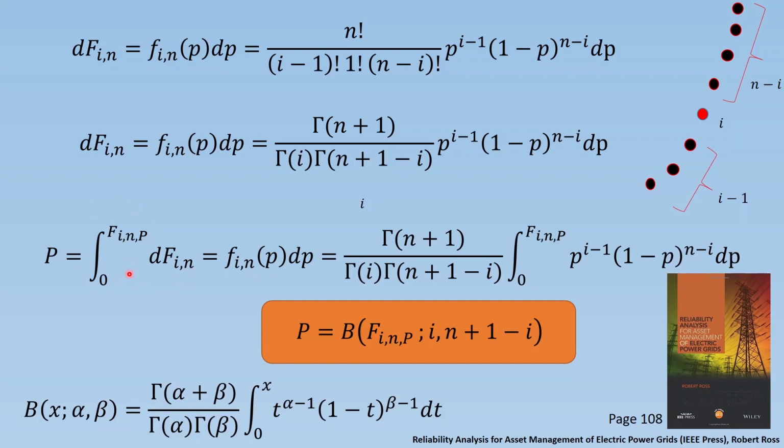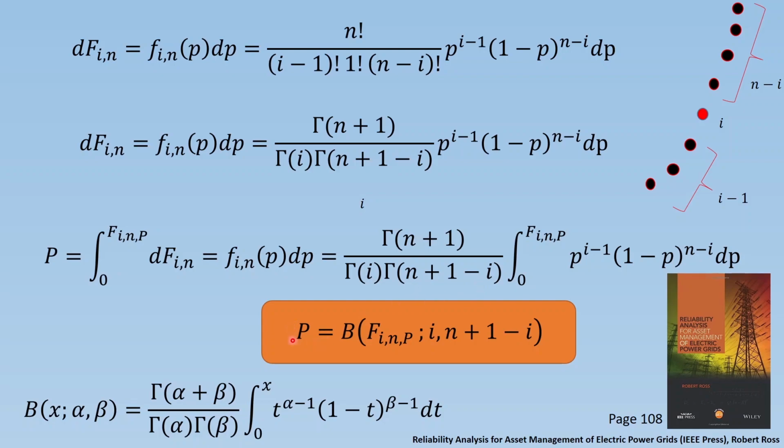So this gives us the p% of the probability of failure. And on the other side, we have these coefficients and the integration from 0 to F, I, n, and p. Now this integration is actually the beta distribution. You can see here the beta distribution for variable x and parameters alpha and beta. So this is exactly the beta distribution for parameters I and n plus 1 minus I.